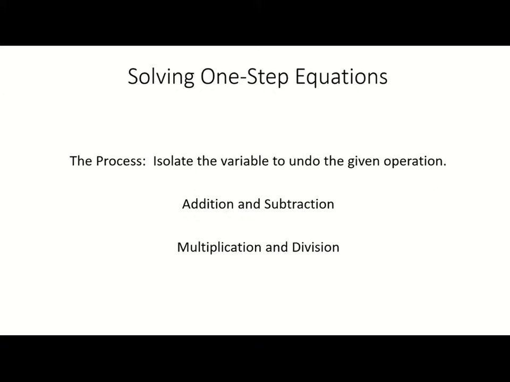The process is simple. For one-step equations, you need to isolate the variable by undoing the given operation. So if something is being added or subtracted to your variable, do the opposite operation. Remember, addition and subtraction undo each other. Same thing with multiplication and division. If something is being multiplied, then we need to divide in order to undo that operation. And if something is being divided, then we need to multiply in order to undo that operation. So for one-step equations, all we are doing is undoing the given operation.